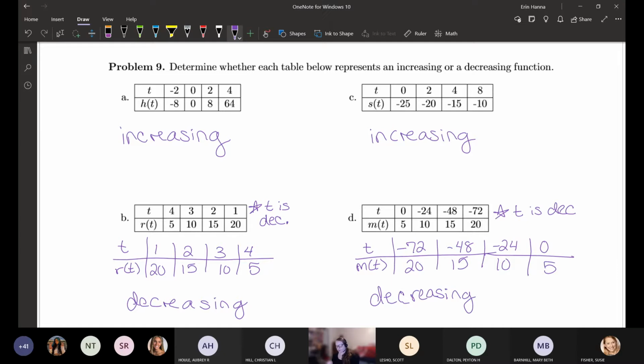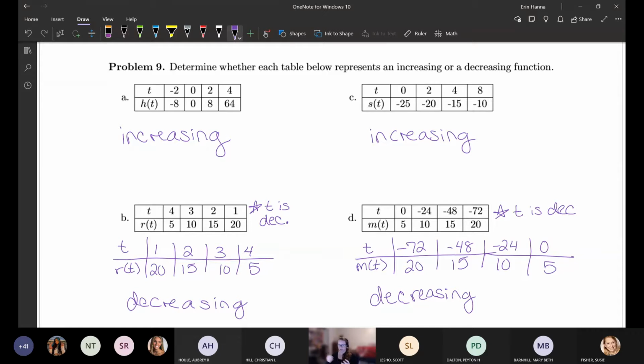Once you have seen enough of these in your life, you don't necessarily have to rewrite the table if you can just think about it. Since the T values are decreasing and the M of T values are increasing, it's essentially going to be opposite. So since the M of T values are increasing, but the T values are decreasing instead of increasing, it would tell you that it's essentially flip-flopped.